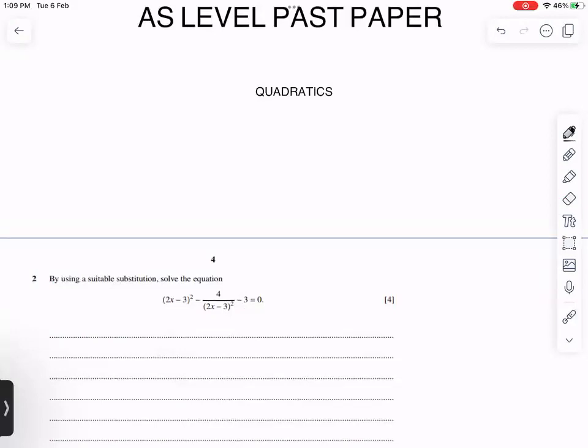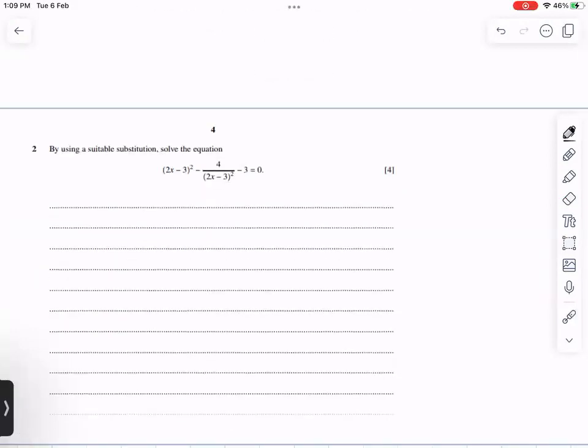So when we are asked to substitute, I have (2x - 3)^2 as A. You can use any alphabet of your choice, so I decided to choose A for that. That means where I have that, I will have A - 4 over A - 3 equals 0.